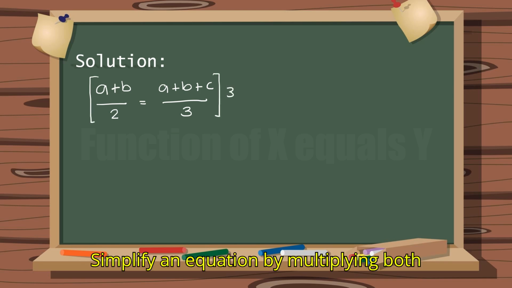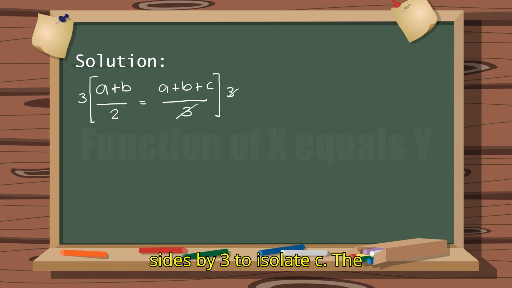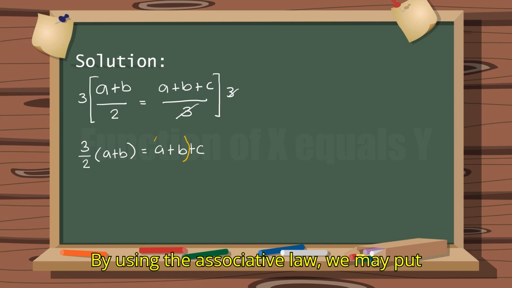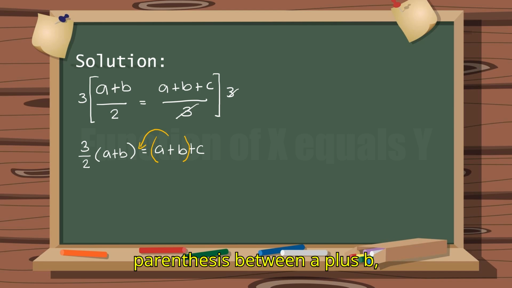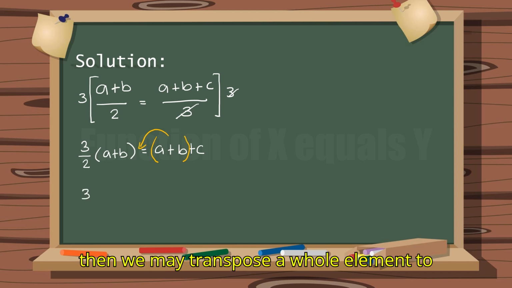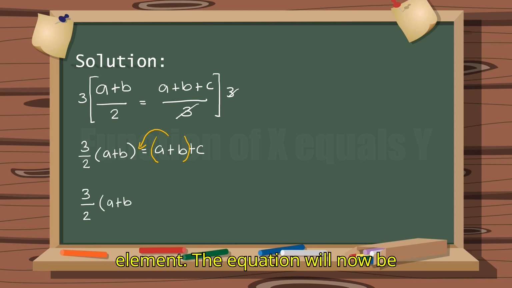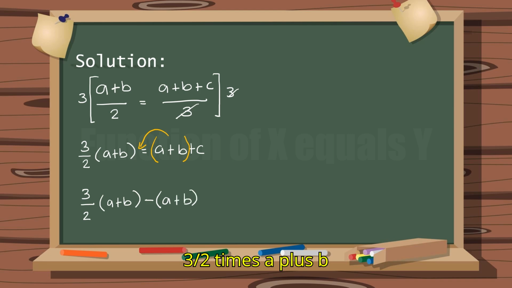Simplify the equation by multiplying both sides by 3 to isolate C. The result will then be 3 over 2 times (A plus B) equals A plus B plus C. By using the associative law, we may put parentheses around A plus B. Then we may transpose a whole element to the left side to combine with a similar element. The equation will now be 3 over 2 times (A plus B) minus (A plus B) equals C.